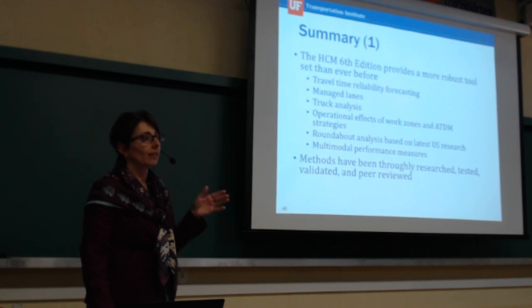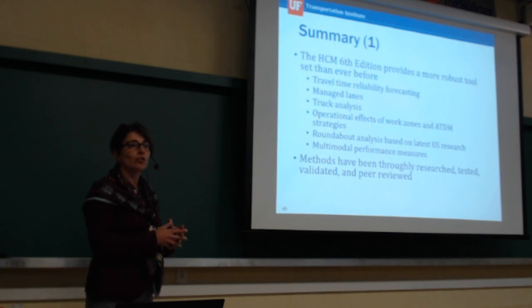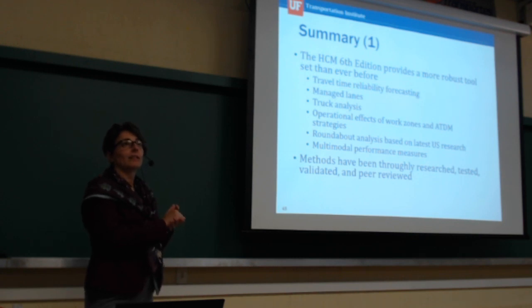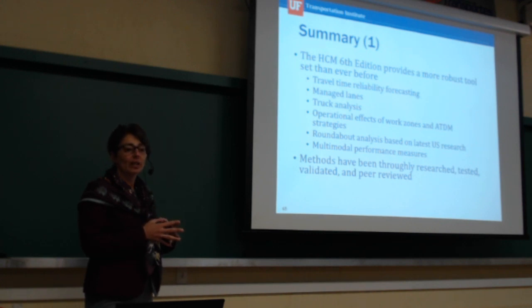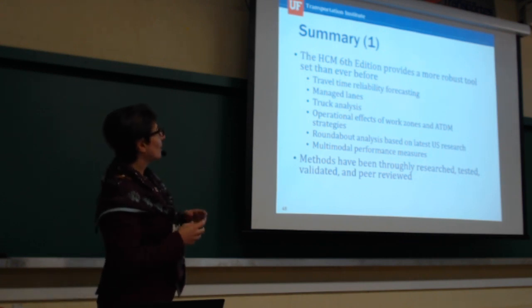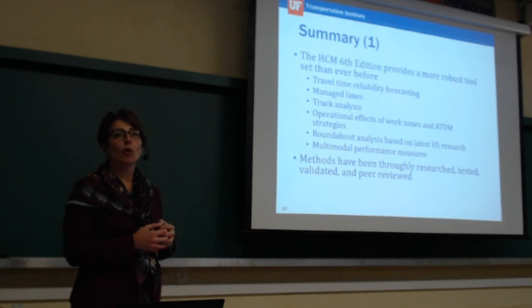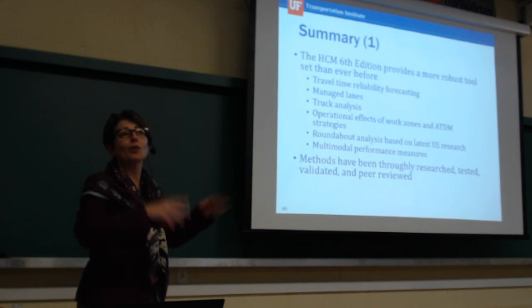So in summary now, the HCM is moving more toward multimodal evaluation. It's moving more toward travel time reliability and looking at the performance of the highway system more than just looking at the average or at one analysis period. There's more on managed lanes, so lanes that are high occupancy or charge a toll. Are there any toll lanes, freeway toll lanes, or is the entire facility tolled?